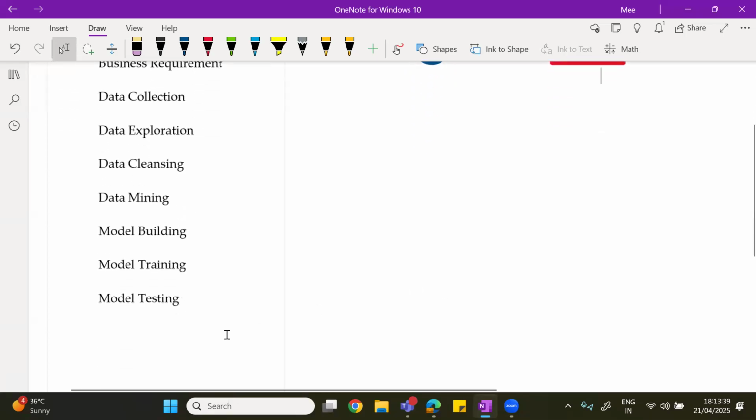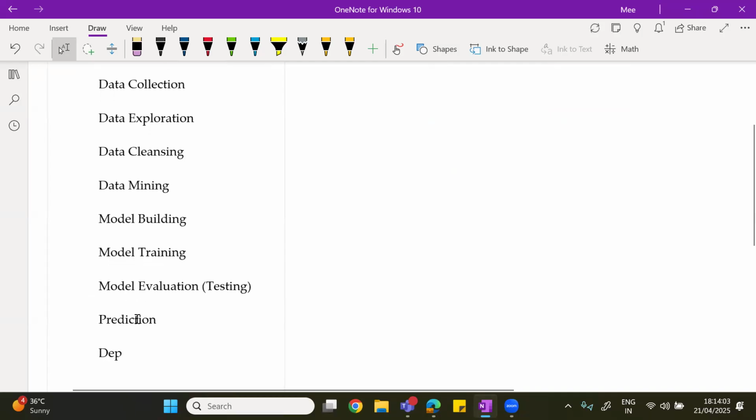That process is also called model evaluation, which is nothing but testing. After doing the testing, we are going to do the prediction. Prediction means we give real-time data and ask the model to give out the answers. And after this, we will do the deployment.